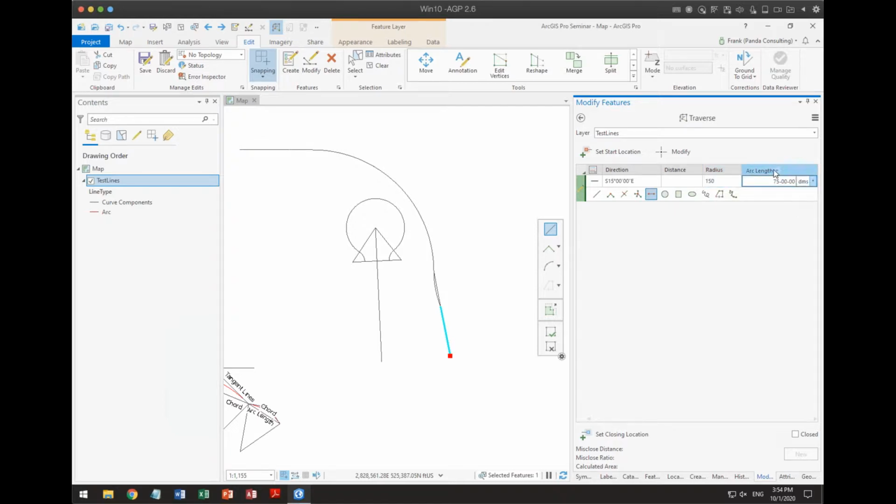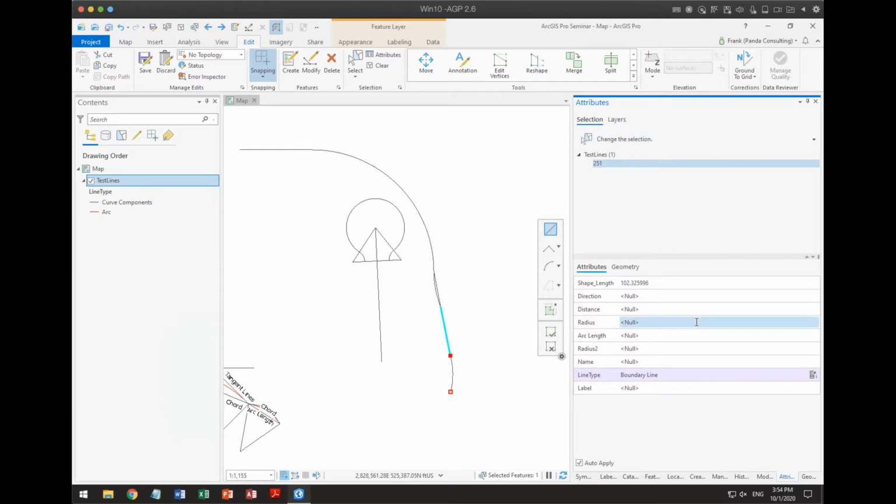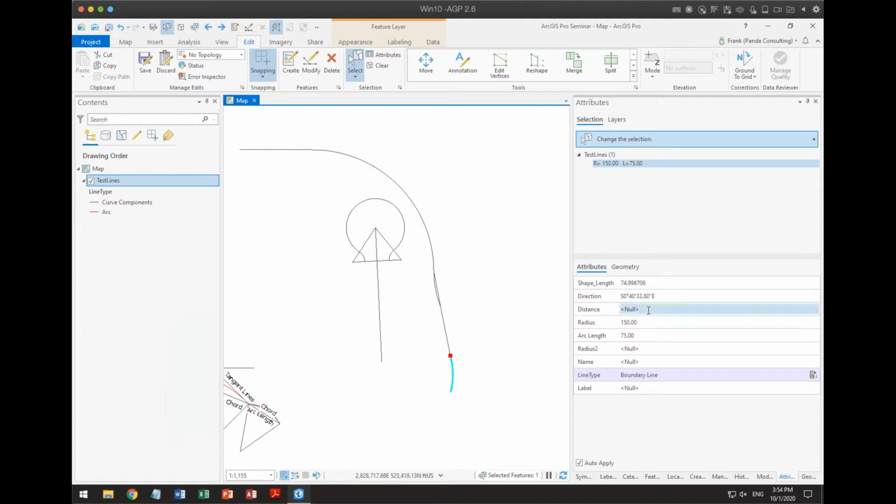Why is this? Why is that? It shouldn't be that. It should be feet on here. It recorded as feet, even though it said it was going to be DMS on there. All right, if I look, and actually select this one instead, it is 75 feet is the arc length here, and the radius is there.